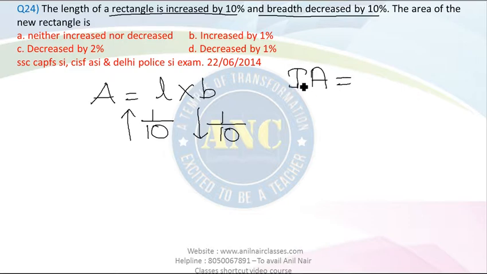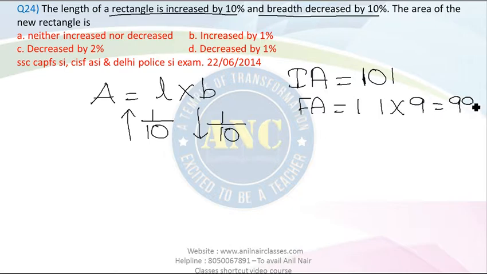Initial area is 10 into 10, which is 100. Final area is: from 10 there is an increase of 1, it becomes 11, not 101, right? From 10 there is an increase of 1, it becomes 11. Similarly, from 10 there is a decrease of 1, it becomes 9. 11 into 9 is 99.